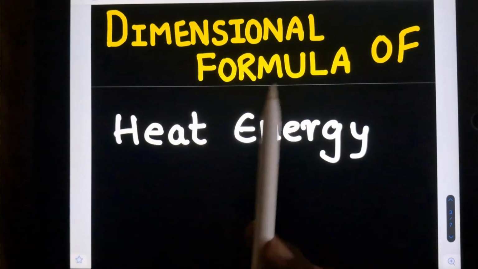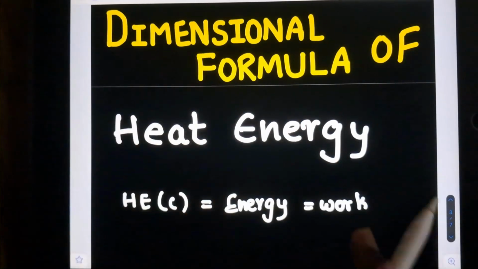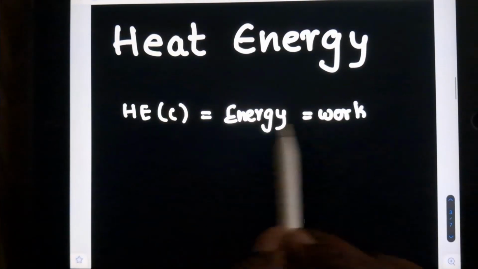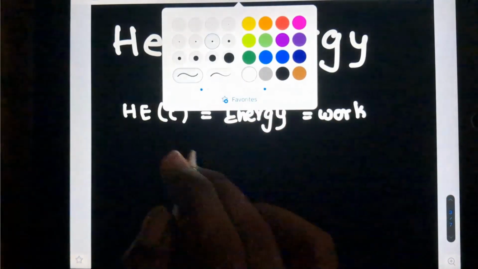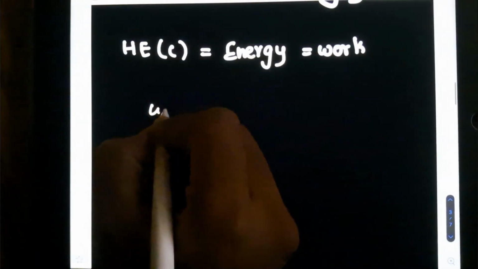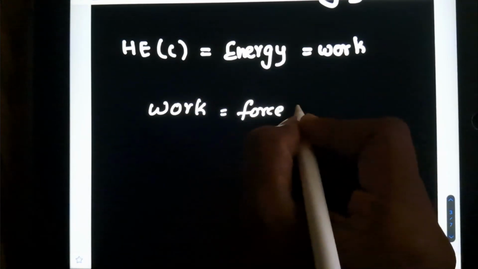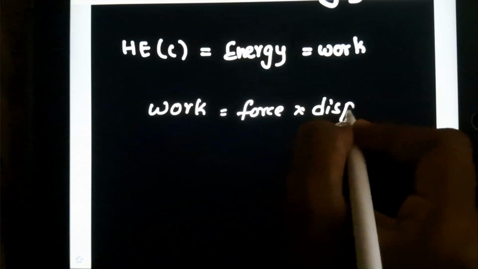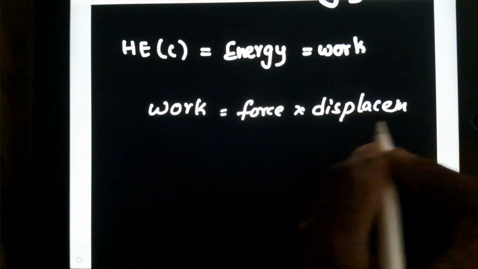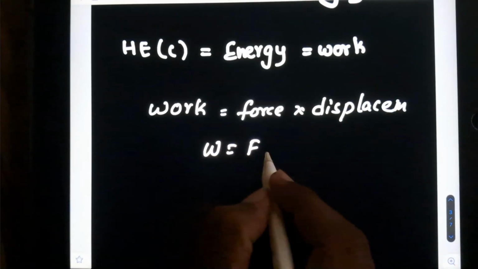To find the dimensional formula of heat energy, it is related to the dimensions of energy, which is equal to work. If we know the work dimensional formula, it is equal to the energy, heat energy. So let's find out the work. Work is equal to force into displacement. So W is equal to Fs is the formula of the work.